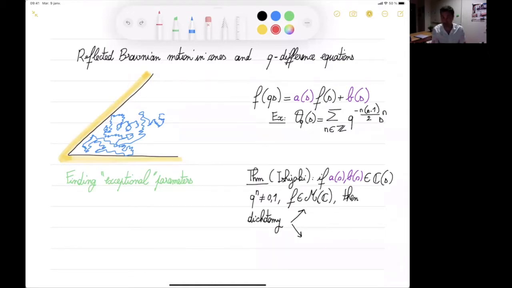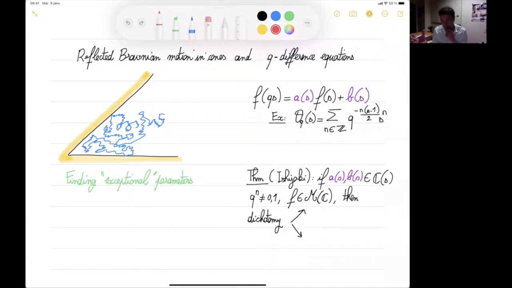So we take a Brownian motion in some cone. And as I'm going to define a bit later, we need to use a few parameters to define this process. So I think it will be five or six parameters. And the aim of my talk is to explain finally for which of these parameters we are going to have simplifications of some formulas. So these parameters, I will call them exceptional parameters because yes, they will be quite rare.